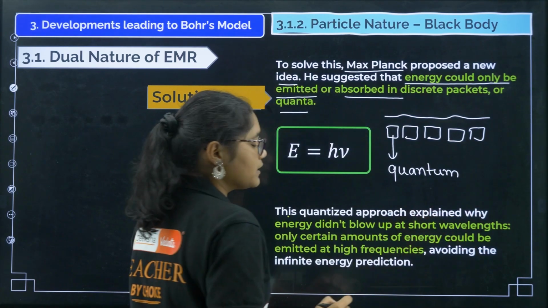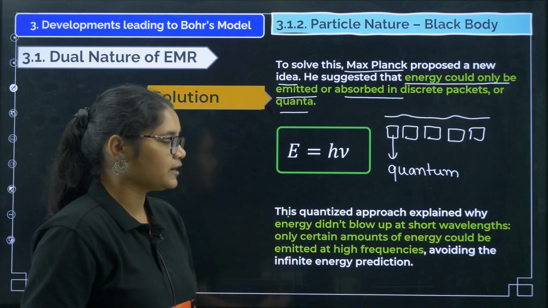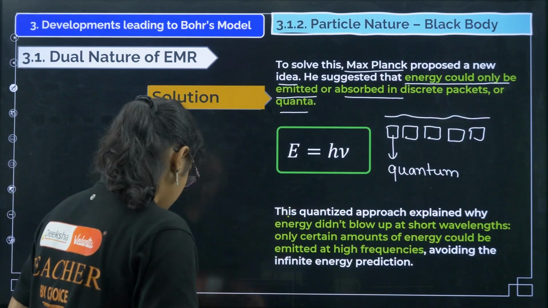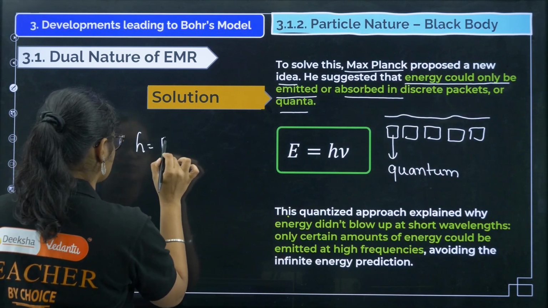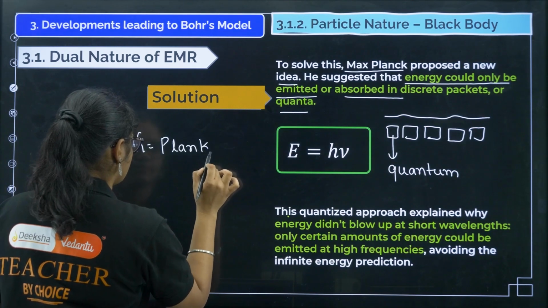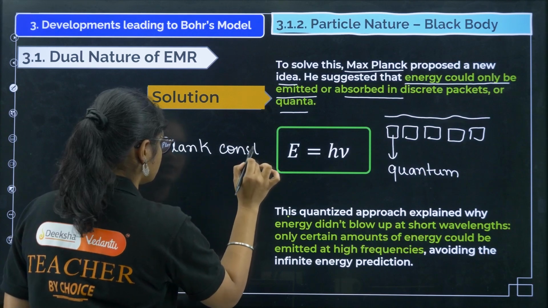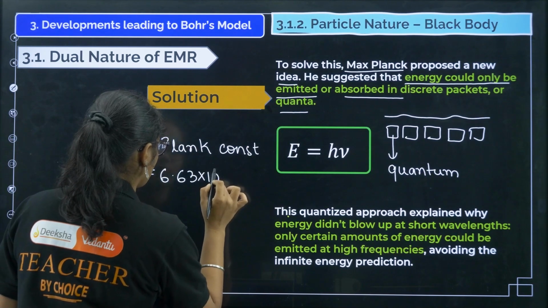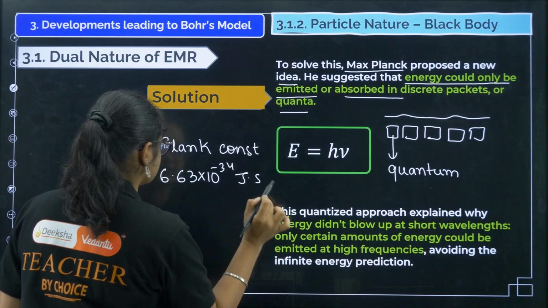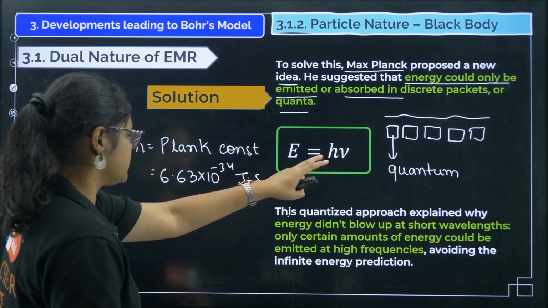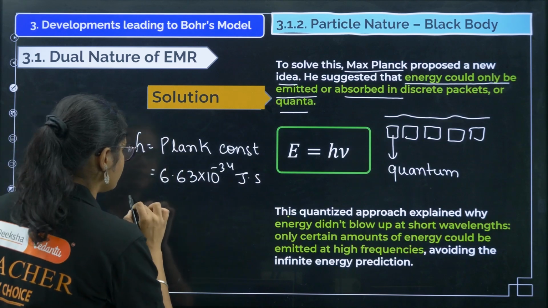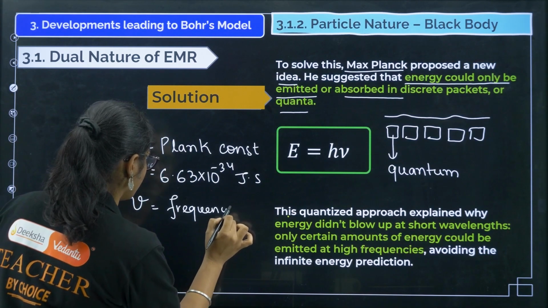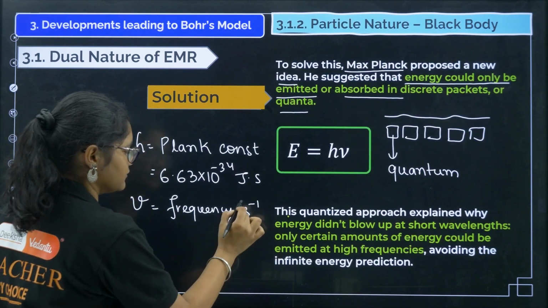And what is the energy of each quantum? How to find it out? E is equal to h nu. Now what is E is equal to h nu? Here h is Planck's constant, named after the scientist who discovered it, and its value is 6.63 into 10 to the power of minus 34 joule second. This is Planck's constant. And what is the nu value? Nu is your frequency here, and the unit of frequency is second inverse.